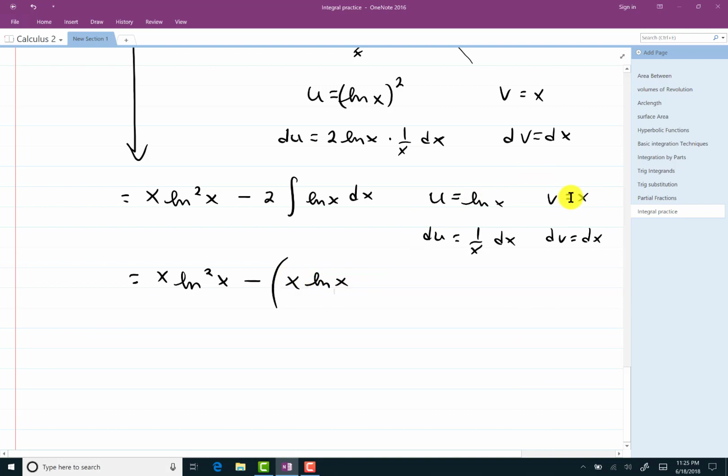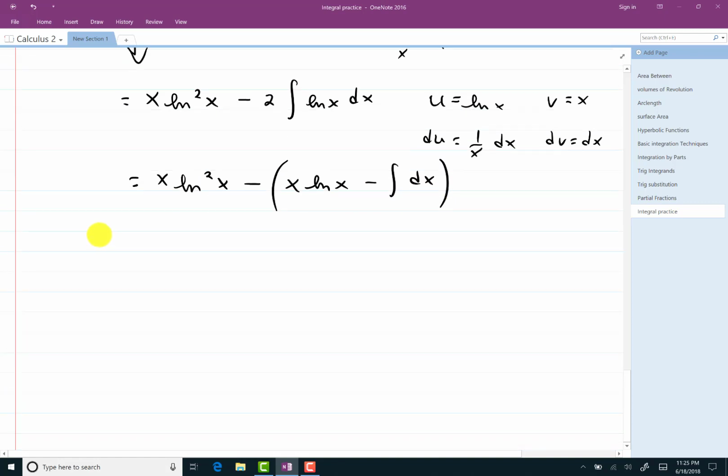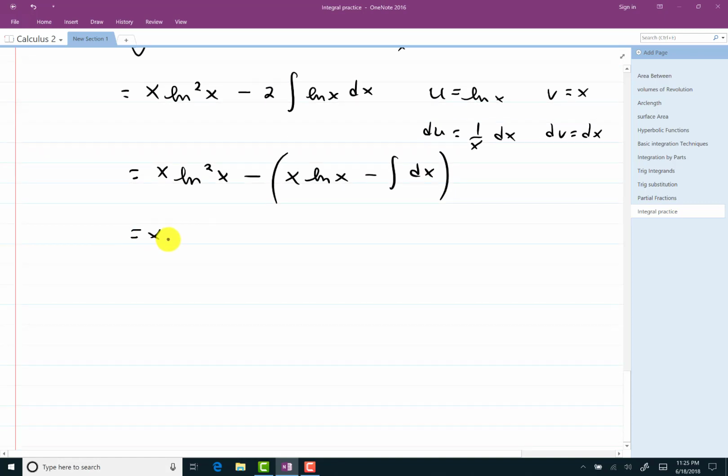And then I have a v du is 1, so I have minus just dx. Well, that's the easiest thing in the world to integrate. So I have x ln squared of x minus x ln of x. And then this one, the double negatives will cancel. This will just be an x. And then don't forget your constant.